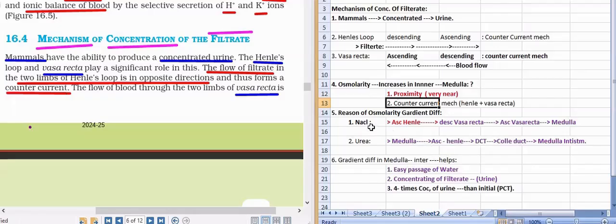So NaCl is moving from Henle's loop to the blood vessel, the vasa recta, and again to the medulla. Sometimes sodium chloride is absorbed or released from the PCT also, so that should also be remembered. Again, urea goes from the medulla to the ascending Henle's loop, to the DCT, collecting duct, and again the medulla. So these are the two flows: the movement of sodium chloride and urea. Next usage. Hope you understood the notes. Thank you.